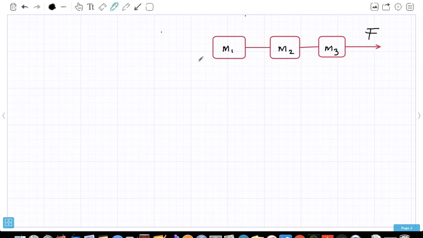So what we have here is three masses, M1, M2, and M3, and it's being pulled by force F to the right. What's interesting about this system is that we can treat this as one big block. And the reason is because they all must accelerate together.